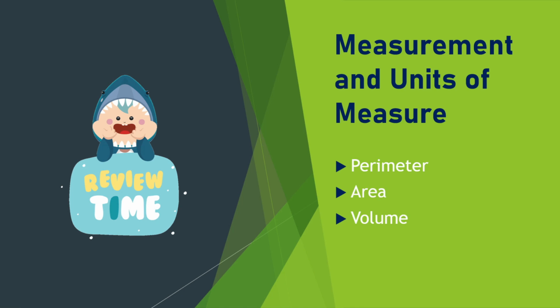For this video, we are going to discuss measurement and units of measure. We have perimeter, area, and volume. In getting the perimeter, we usually add all the measures of the sides of the given figure. While in the area, we simply determine the length and the width, then multiply. But sometimes, we cut the figures into several parts to determine the area. By the way, the area of the triangle is given by 1/2 times base times height, while the area of any parallelogram is given by length times width.